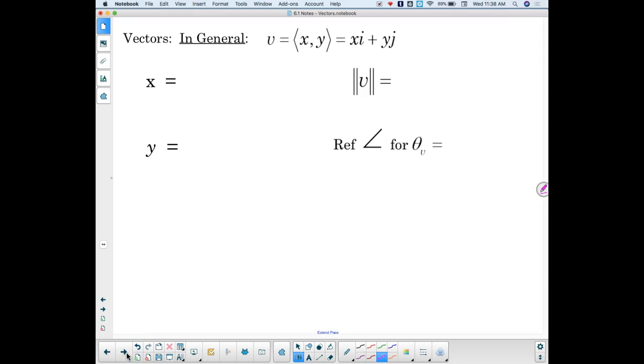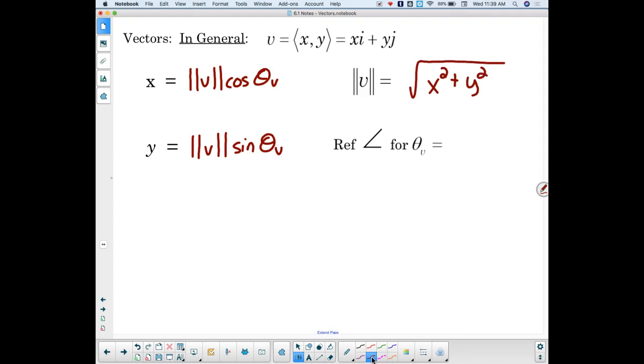So you should have a big box now on the bottom of your page that says, in general, if vector v is of the components x and y, that would be a linear combination xi plus yj. X is going to equal the magnitude of v times the cosine of v's direction angle. Y is going to be the magnitude of v times the sine of v's direction angle. The magnitude of v is going to be the square root of x squared plus y squared. Again, this is all stuff that we've been doing for the last half hour.